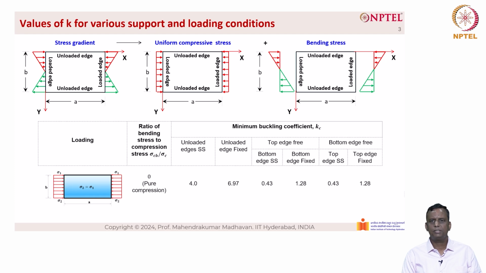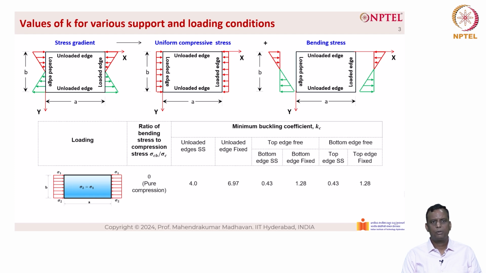When the bottom edge is simply supported, the value of k is given as 0.43. To be precise, it is 0.425. We have rounded off to 0.43. When the top edge is free and the bottom edge is fixed, the value is 1.277 and we have rounded off to 1.28. Similarly, when the bottom edge is free and the top edge is simply supported, again the same values of k hold good here as well, which is 0.43, and when the top edge is fixed, we have 1.28.